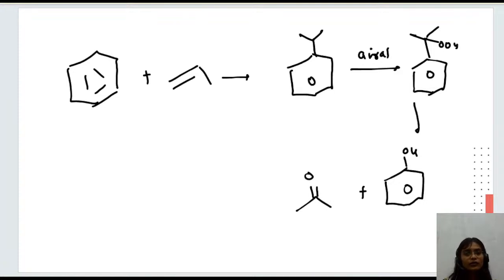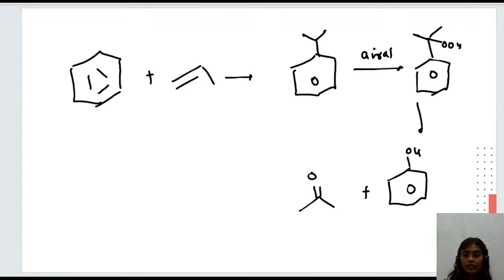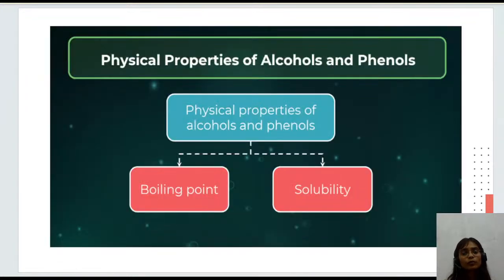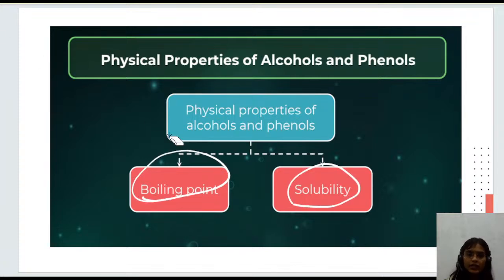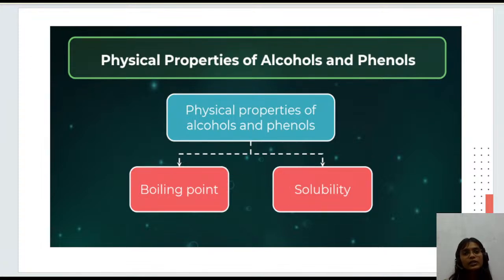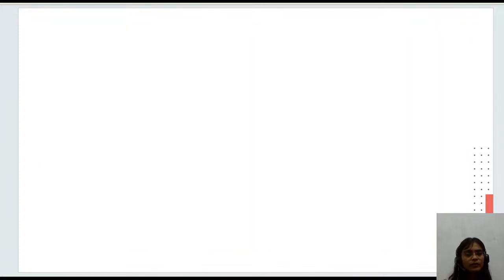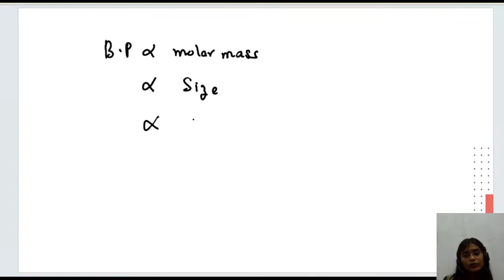So in today's class, the topic of discussion is going to be the physical properties. And in physical properties, we are going to start with the boiling point and melting point. As you already know, when we use the words boiling point and solubility, the first thing that strikes everyone's mind is that boiling point is directly connected with the size. Boiling point is directly proportional to the molar mass, which is directly proportional to the size, and this is directly proportional to the surface area, you can say. So more is the surface area, higher will be the boiling point.